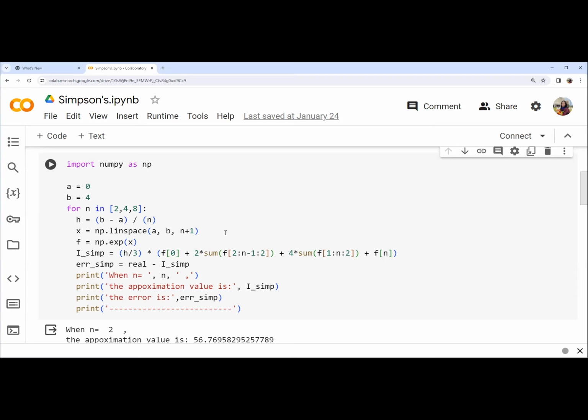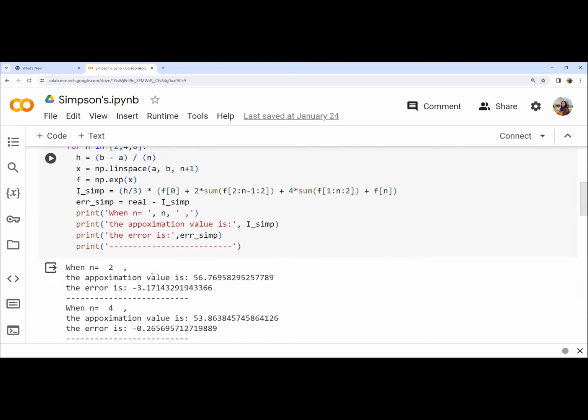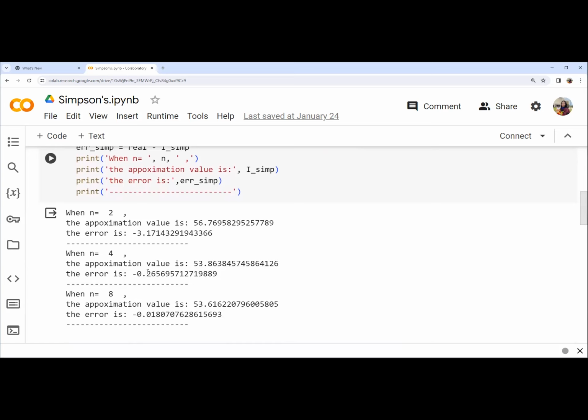And this is Simpson's rule. I also use a loop to apply different Simpson's rules here. For the number of intervals, if we have n equals 2, that is the elementary Simpson's rule. Then this is question B, n equals 4. And this is question 3, n equals 8. Now if I run this block of code, you will see the results look like this.